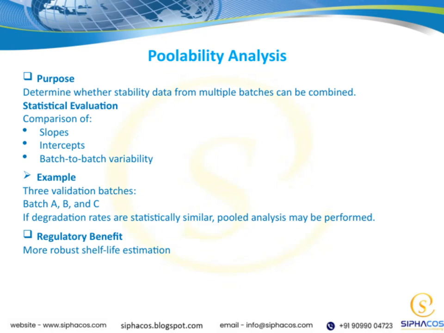Now let's talk about poolability analysis. This is all about figuring out if we can combine stability data from different batches. We do this by comparing key factors: the slopes, intercepts, and variability between batches. For example, if we have 3 validation batches, A, B, and C, and their degradation rates are statistically similar, we can pool their data. Why does this matter? Because pooling leads to a more robust and reliable shelf life estimation, which regulators appreciate.